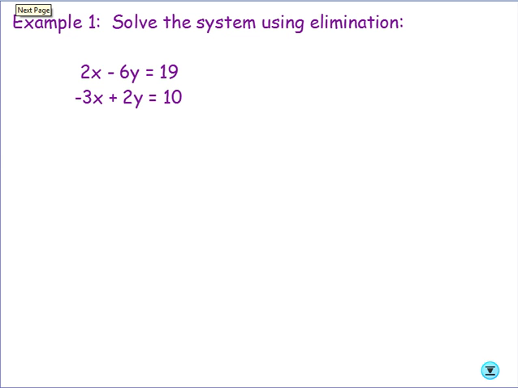You have a wide open decision here. The first thing you decide is, do I want to cancel my x's or cancel my y's? For the first example, I'm going to cancel the x's. So if I look at my x's, right now I have a 2 and a -3. To be opposites, they have to be exactly the same, only one positive and one negative. And they aren't. 2 and 3 are different.